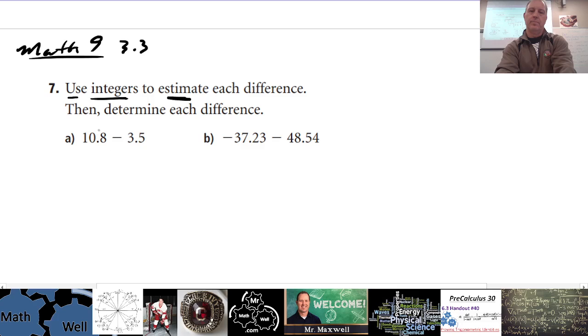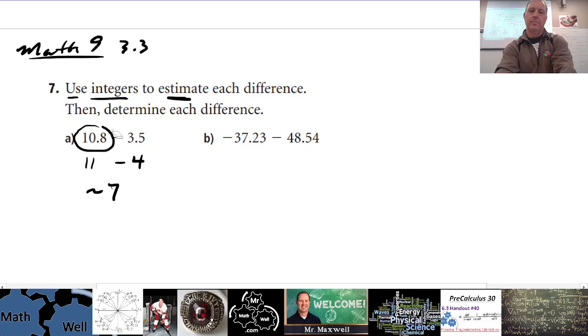So what you're doing is you're looking at this and you're saying, okay, what integer is 10.8 close to? Remember, integers are whole numbers, positive or negative whole numbers. So this would maybe be closest to 11. And this one, 3.5, it's right in between, but we went up with this one, so let's go up with this one. So 3.5, let's round that to 4. And so 11 minus 4 is approximately 7. Okay, so that's your estimate.